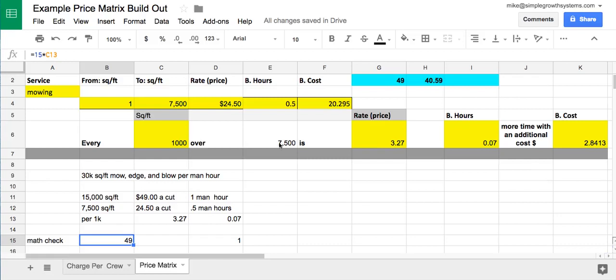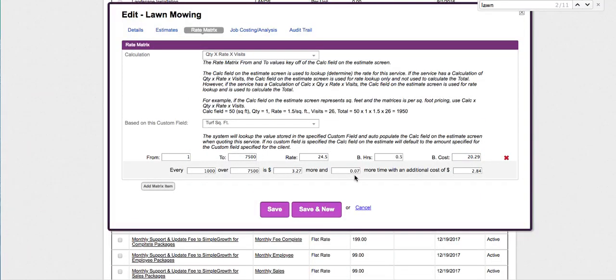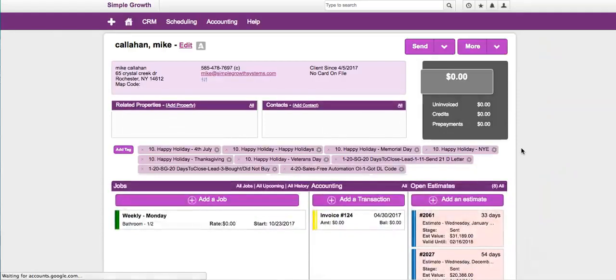And now every 1,000 over 7,500 is $3.27. And that's right here, an extra budgeted time of 0.07 and then a cost of overhead of $2.84. So once this foundation is laid, the question was asked, what does the workflow look like? So that's the homework and the foundation you need.